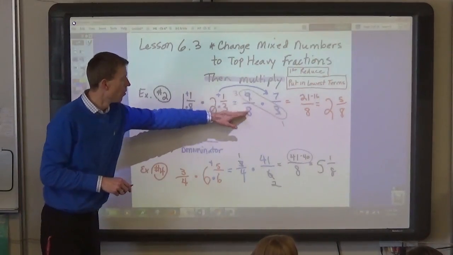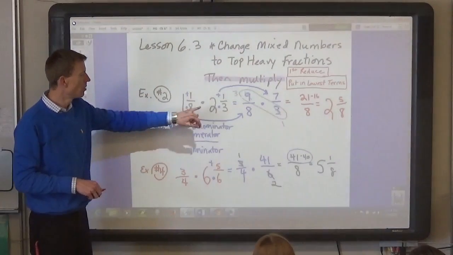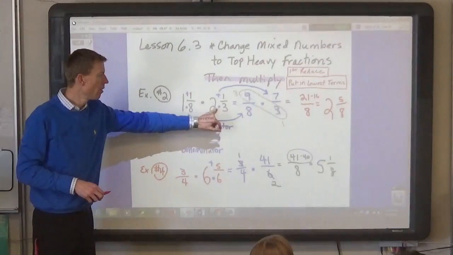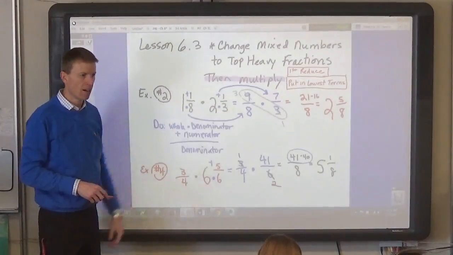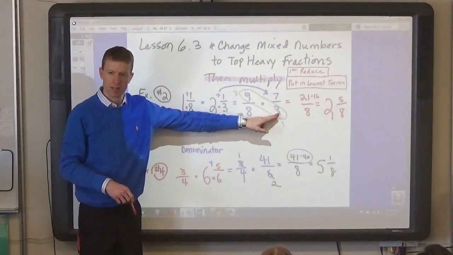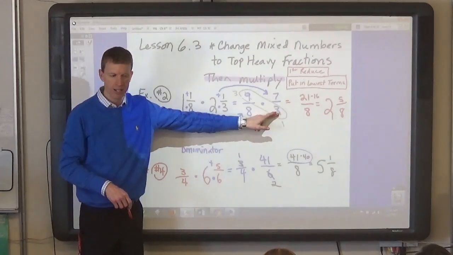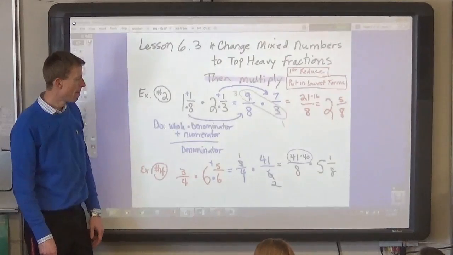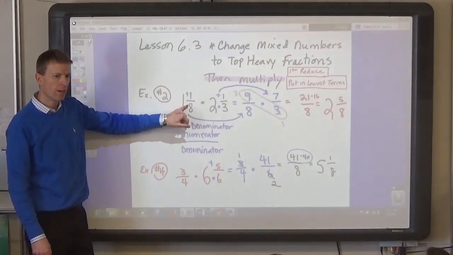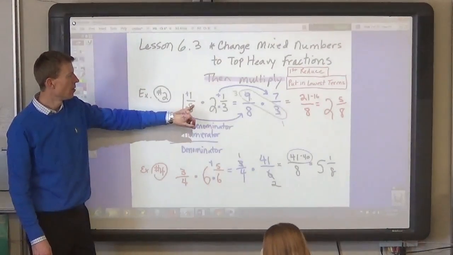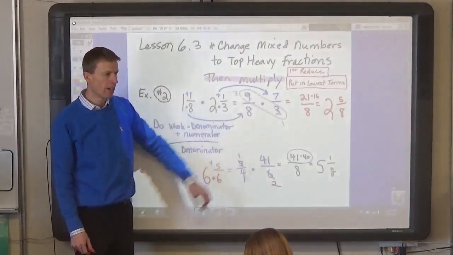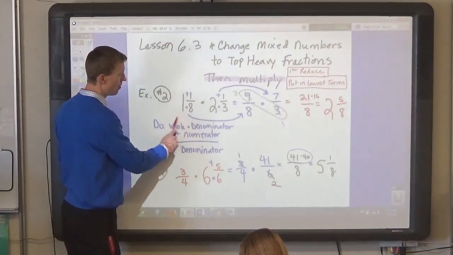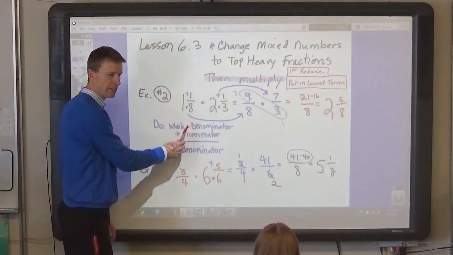Now, we have 9/8, and we're going to multiply it by 2 1/3, which becomes 7/3. All right, so write down this example. 1 1/8 changes to 9/8, and write it underneath. Write it in this space when you're writing down your example.